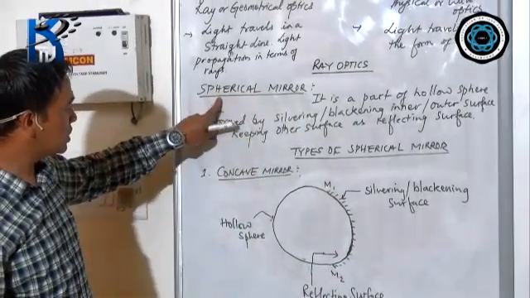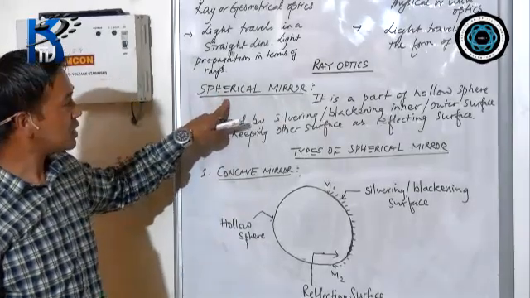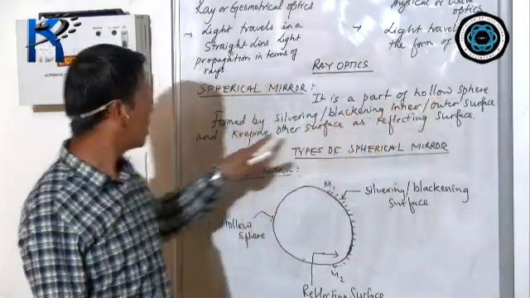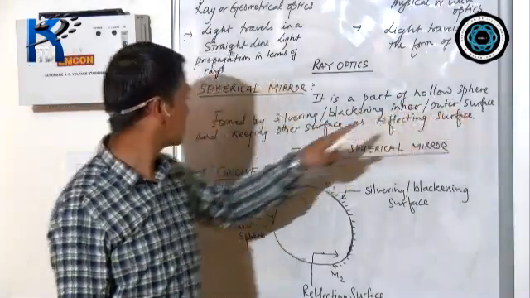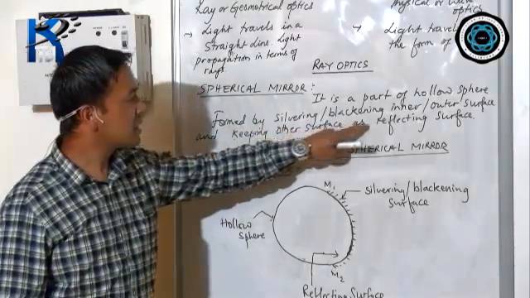So I've written the definition. So what is a spherical mirror? It is a part of a hollow sphere formed by silvering or blackening the inner or outer surface and keeping the other surface as the reflecting surface.